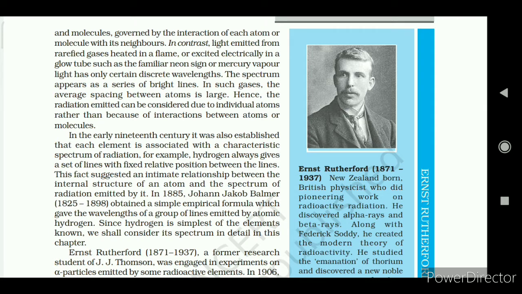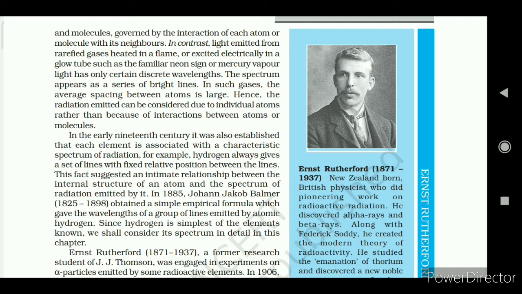In contrast, light emitted from rarefied gases heated in a flame or excited electrically in a glow tube, such as the familiar neon sign or mercury vapor light, has only certain discrete wavelengths. The spectrum appears as a series of bright lines. In such gases, the average spacing between atoms is large. Hence, the radiation emitted can be considered due to individual atoms rather than because of interactions between atoms or molecules.